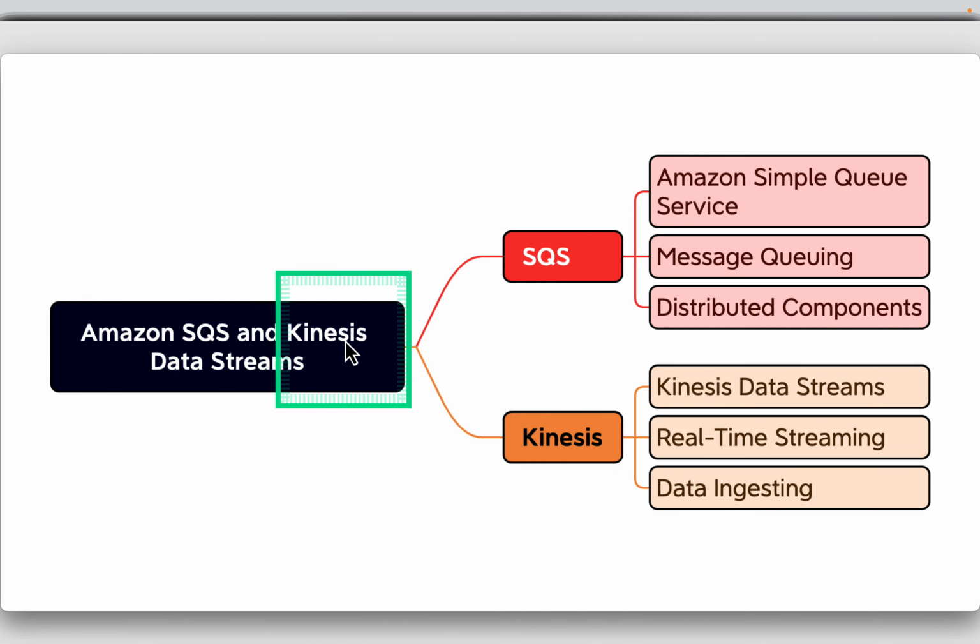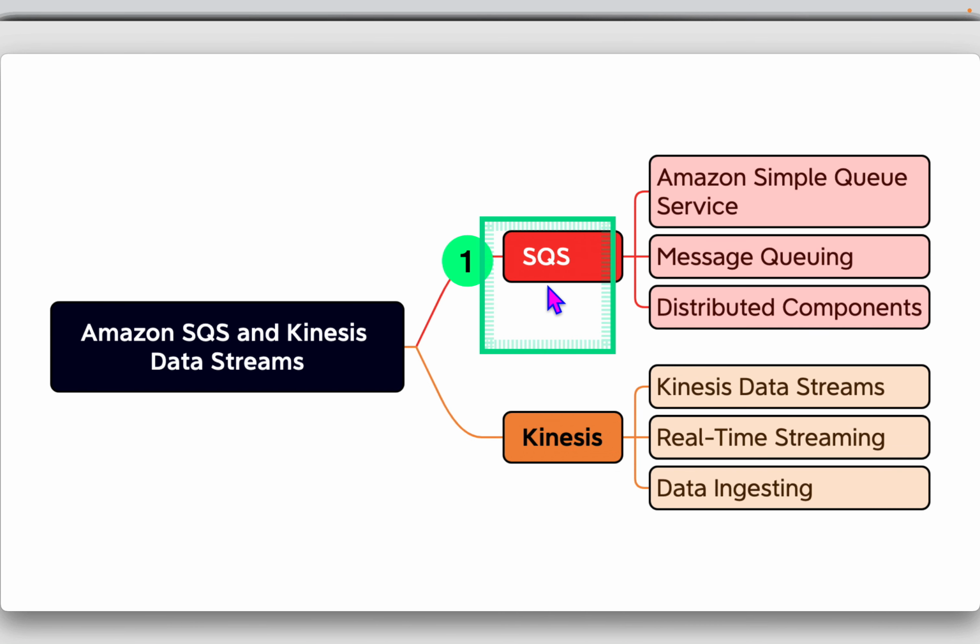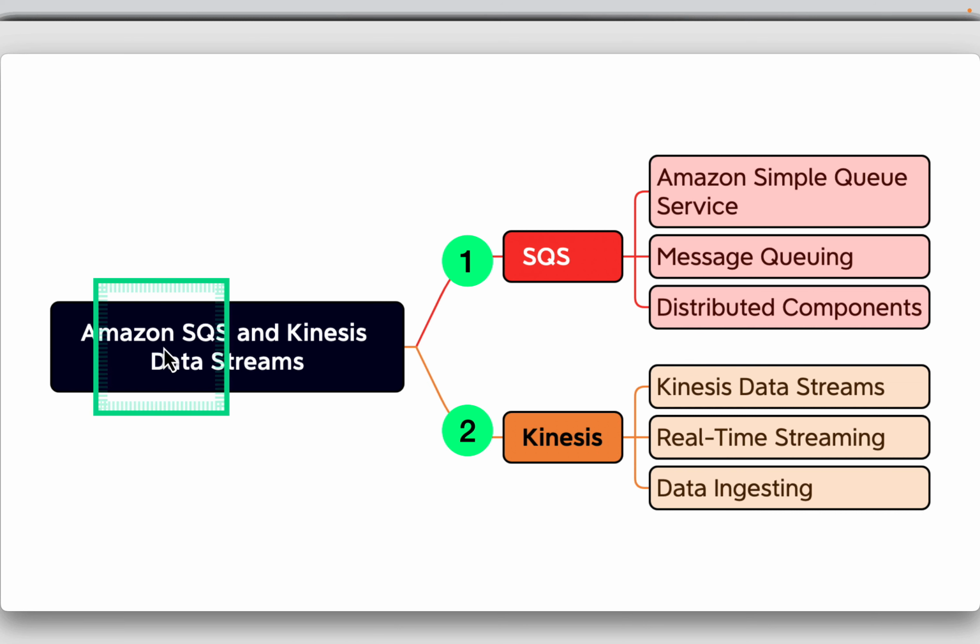Amazon SQS and Kinesis data streams. SQS, Amazon Simple Queue Service, is designed for messaging queues between distributed systems, and Kinesis data streams is optimized for ingesting real-time streaming data. So this one is just a comparison between these two services because they are very closely similar to each other in terms of functionality.